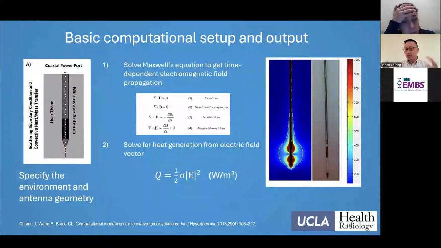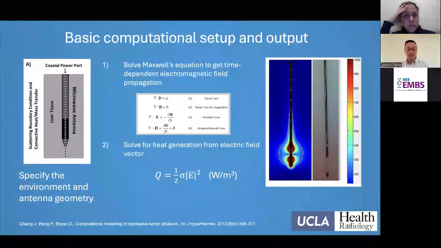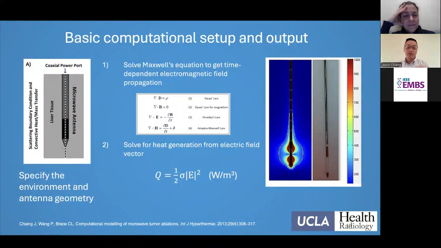There's hundreds of different geometries you can play with and design your microwave antennas. And we solve Maxwell's equations. I personally just use COMSOL, which is very user friendly. Solve Maxwell's equations for the electric field within the dielectric, and then within the electric field that spreads into the liver, you can actually calculate how much heat is being generated.